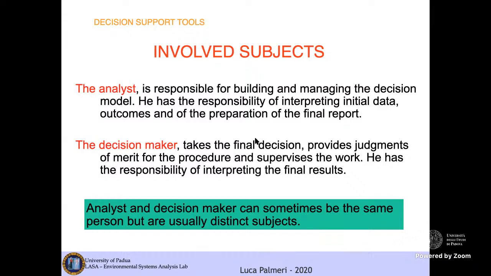judgments of merit for the procedure, and supervises the work of a decision process, and the decision maker has the final responsibility of interpreting the results of the decision. Analyst and decision maker can sometimes be the same person, but in general, these are distinguished subjects.